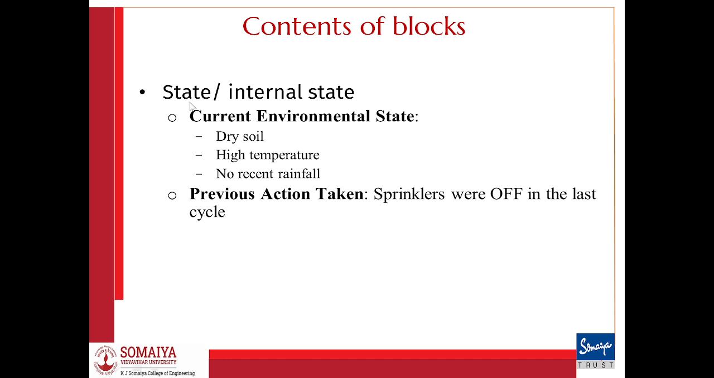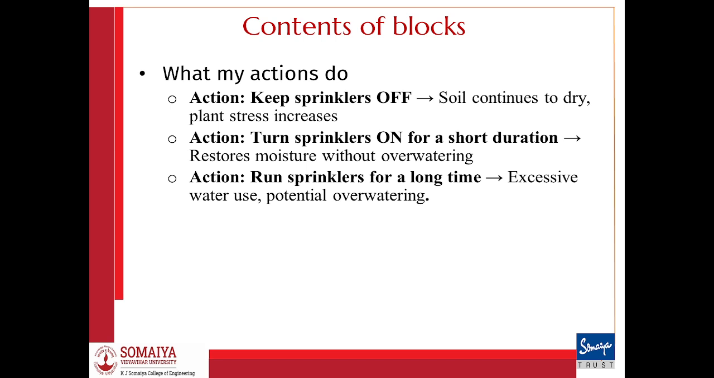Now, state and internal state. The internal state is going to maintain the percept history, while the current percept would be given by the state. Combining both of them, one might interpret how the world is like right now. For example, the percept history might tell us that sprinklers were off in the last cycle, and the current sensors might tell us that the soil is dry, the temperature is very high, and we are not predicting any rainfall. That means the sprinklers probably have to be on.